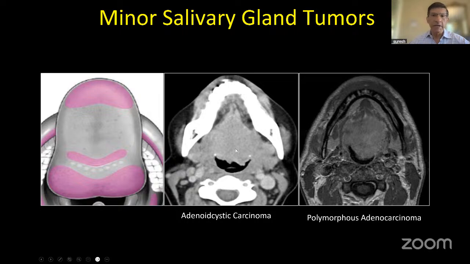So other tumors that can involve the tongue base include lymphoma, which is the second most likely tumor, but these are also examples of minor salivary gland tumors that can involve the tongue base. And again, as I mentioned before, unfortunately, we really can't tell the difference. This is adenoid cystic, and this is a polymorphous adenocarcinoma.